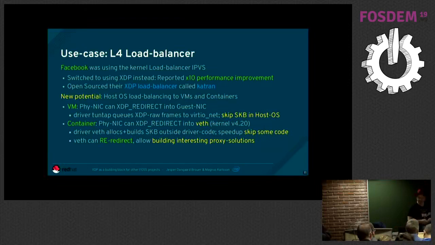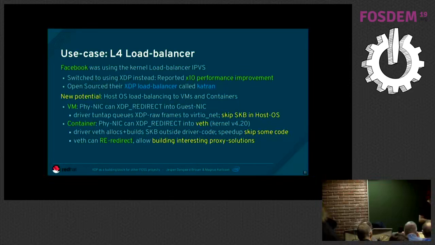So the new potential here is that we could also do load balancing into VMs or containers. For the VMs, we can, at the physical NIC layer, use the redirect action and redirect into a guest NIC. This way we avoid allocating the SKB in the host operating system, which is only used for sending the stuff into the guest. That's actually a really big performance improvement. Not a lot of solutions are directly using this, but I'll talk more about how this could be materialized.